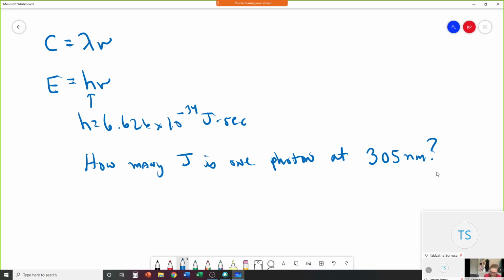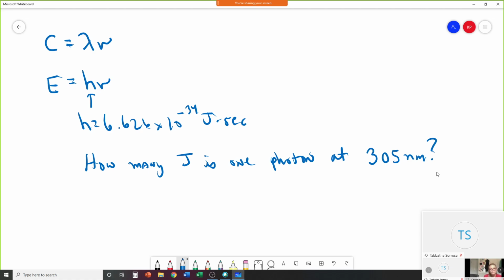Even ultraviolet light will be in nanometers, vacuum ultraviolet being like 60 nanometers or something like that, and so forth. So you're not ever going to see them in meters. So get used to the fact that you're going to have to convert it into meters.